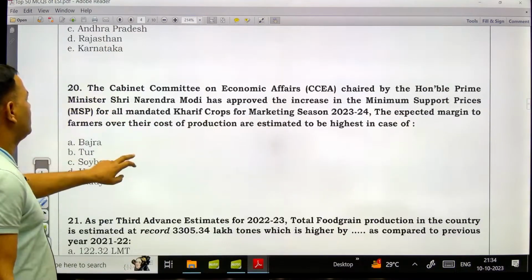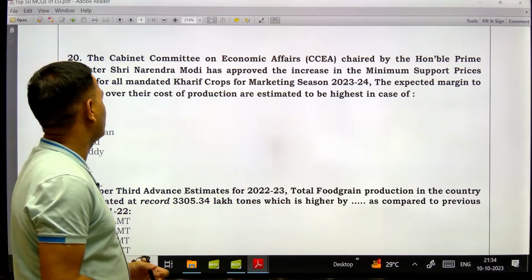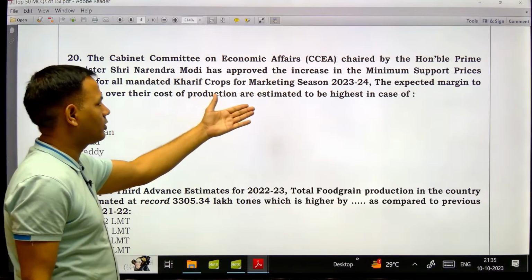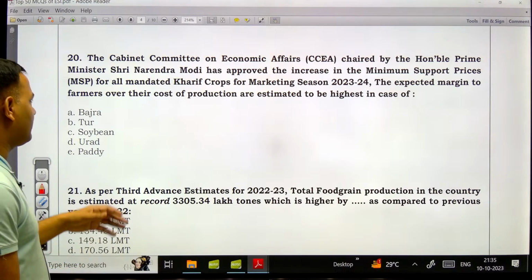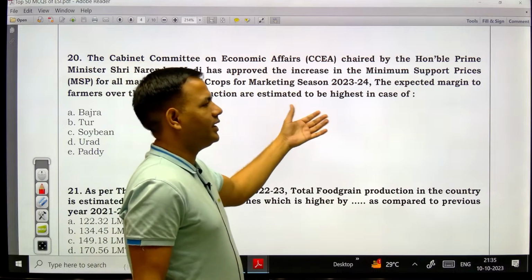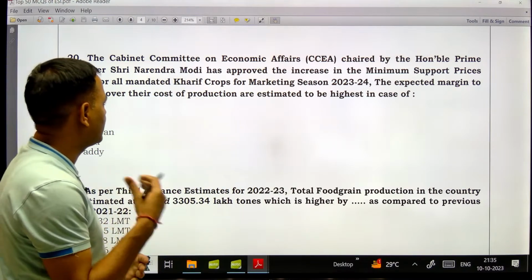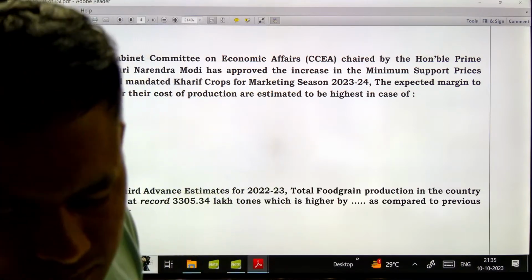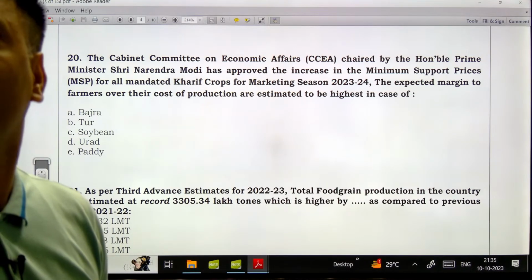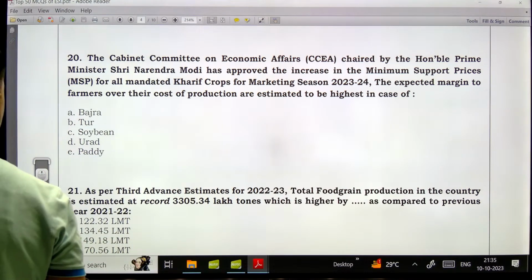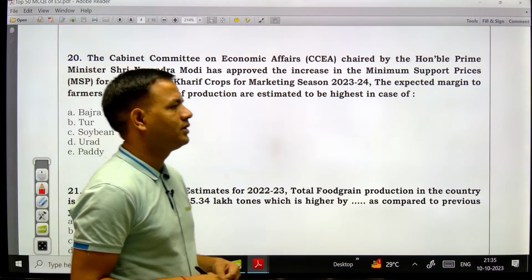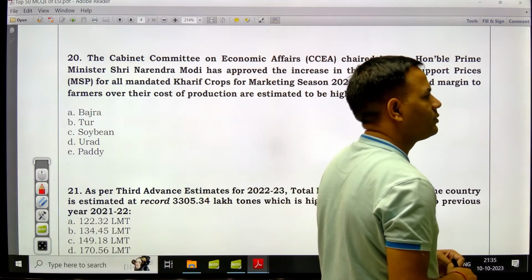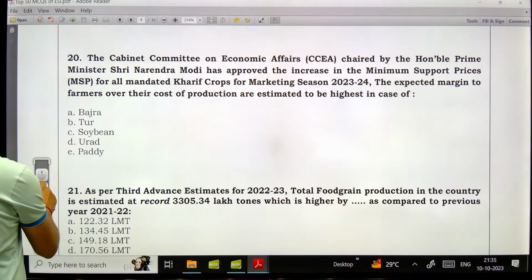Next question. The Cabinet Committee on Economic Affairs chaired by the Honorable Prime Minister Modi has approved the increase in the minimum support price for all mandated kharif crops for the marketing season 23-24. The expected margin to farmers over their cost of production is estimated to be highest in case of which crop? Meaning the increase, the margin over the cost, is the highest in case of which? Yes, Bajra is the right answer for this.